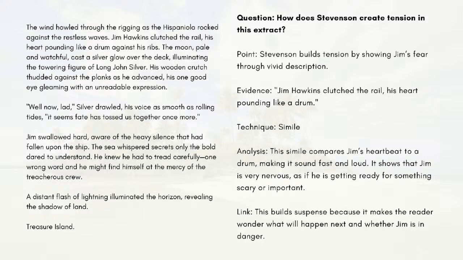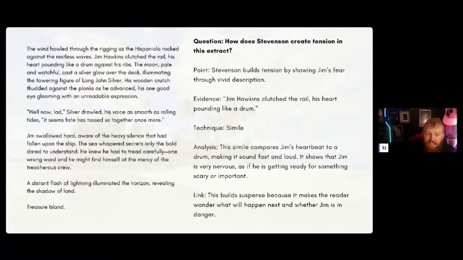And then we've got the technique, which is a simile being used here. Jim Hawkins clutched the rail, his heart pounding like a drum. So this is a simile. It's comparing his heartbeat to a drum. It makes it sound fast and loud. So this is where we're analyzing how this reflects that sense of tension. Then you want to link that to something. So this builds suspense because it makes the reader wonder what's going to happen next or whether Jim is in danger.